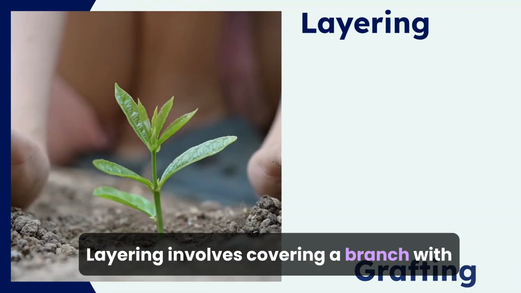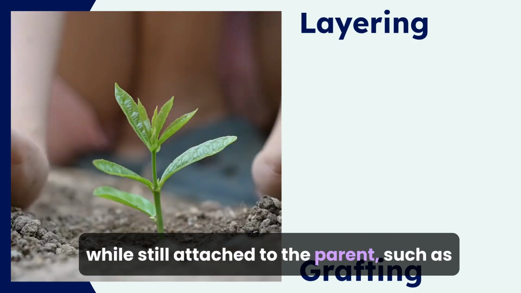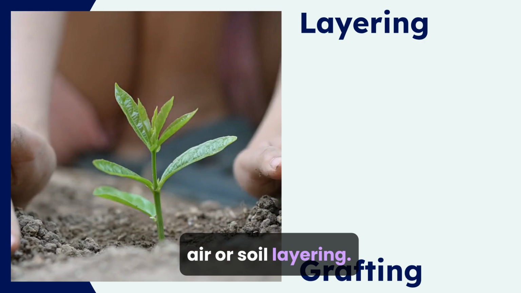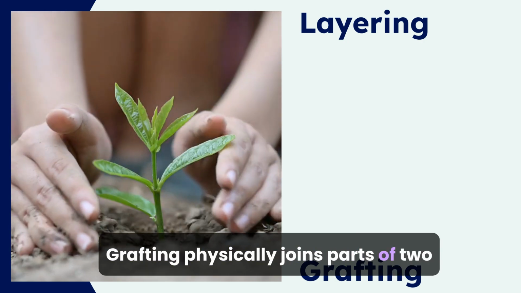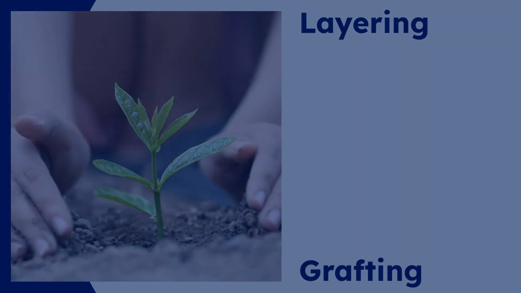Layering involves covering a branch with soil or a medium to encourage rooting while still attached to the parent, such as air or soil layering. Grafting physically joins parts of two plants, the scion and the stalk, to combine desirable traits.